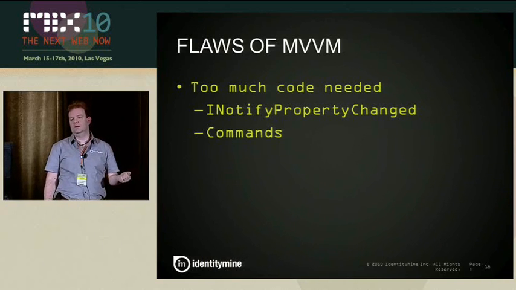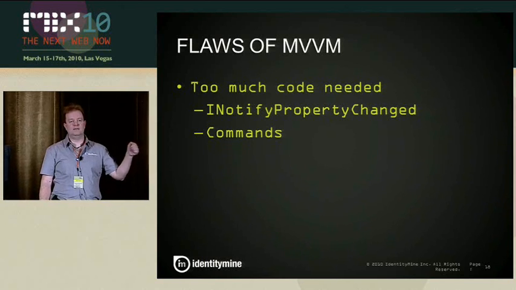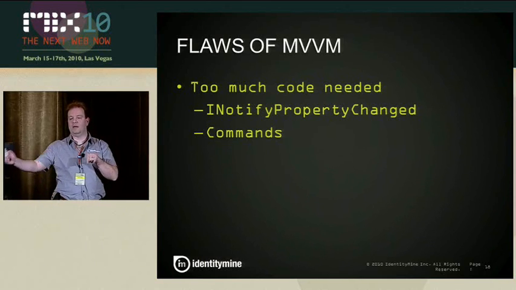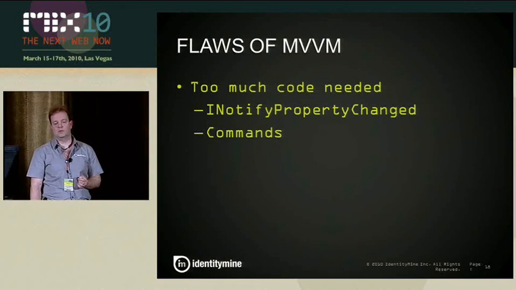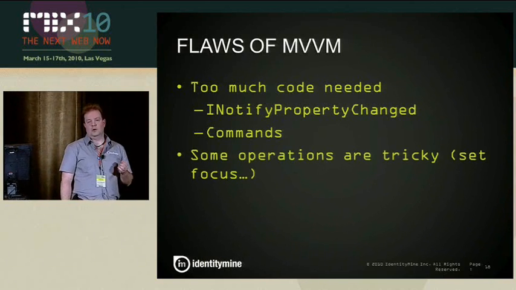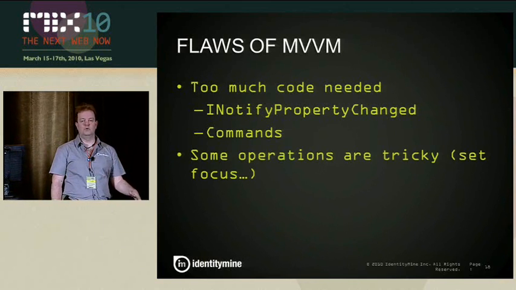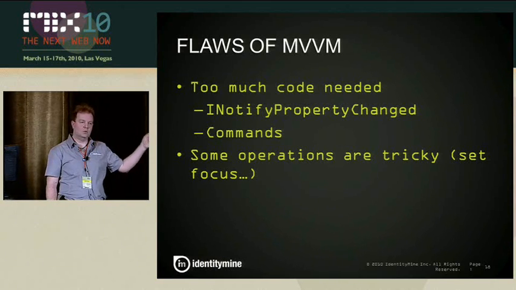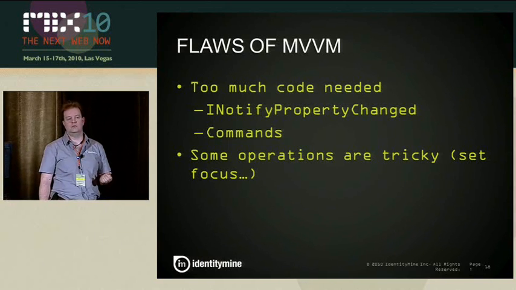Also, commands. I just don't understand why I cannot say, for example, MouseLeftButtonDown event equals binding my method. Okay? And honestly, I think that's something which is going to come in the framework. But right now, you have to go through commands. Also, some operations are tricky, like setting the focus on a UI element from the view model, because typically the view model doesn't know the view. So that's one occasion where it's perfectly fine to write some code behind code if you need to. Why not?